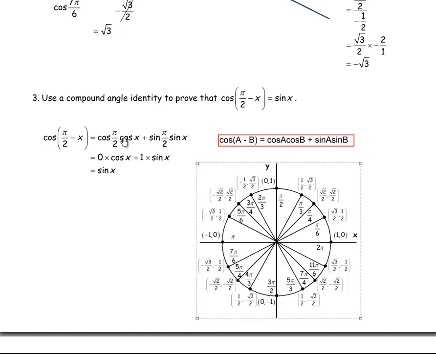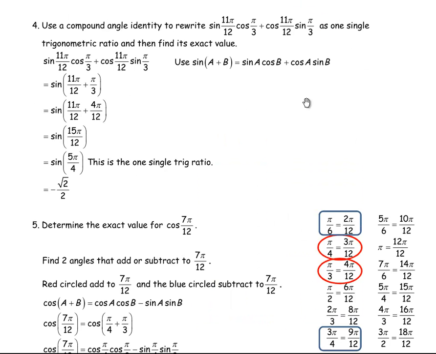So we have 0 times cos x plus 1 times sine x. Well, 0 times anything is 0, so that's 0 at the beginning. And so we're just left with 1 times sine x, which equals sine x.